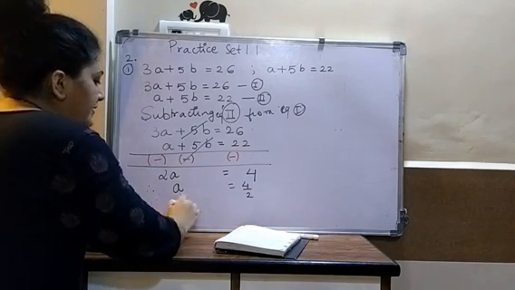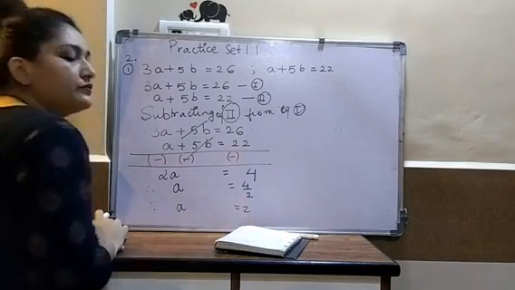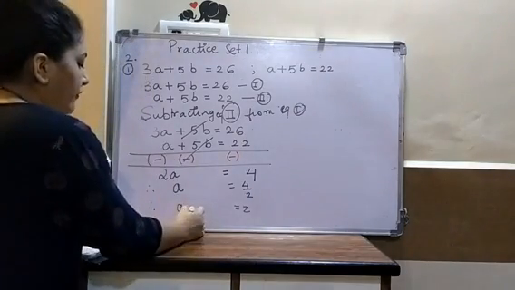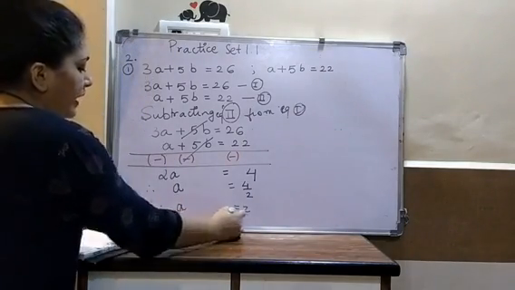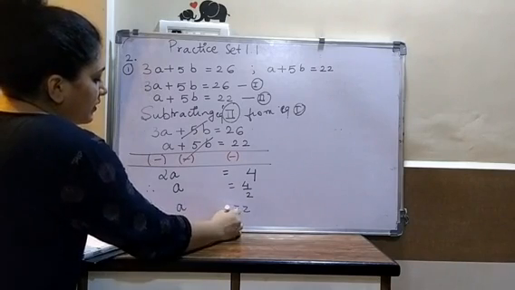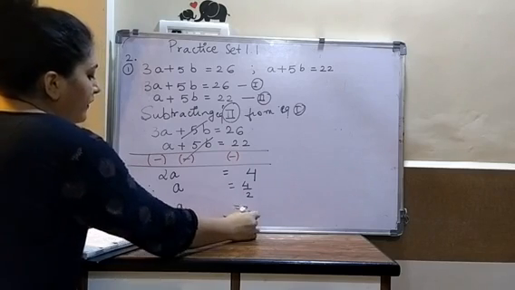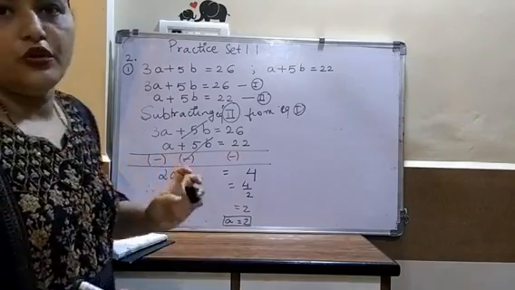Now a is equal to 2, I will get. So I got the value of a here, and what is the value of a we got? The value of a is equal to 2. So the value of a we got is equal to 2.